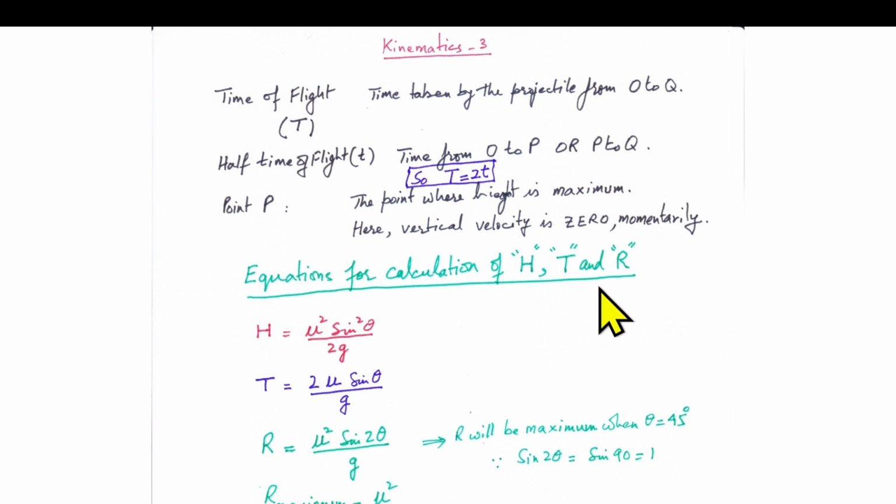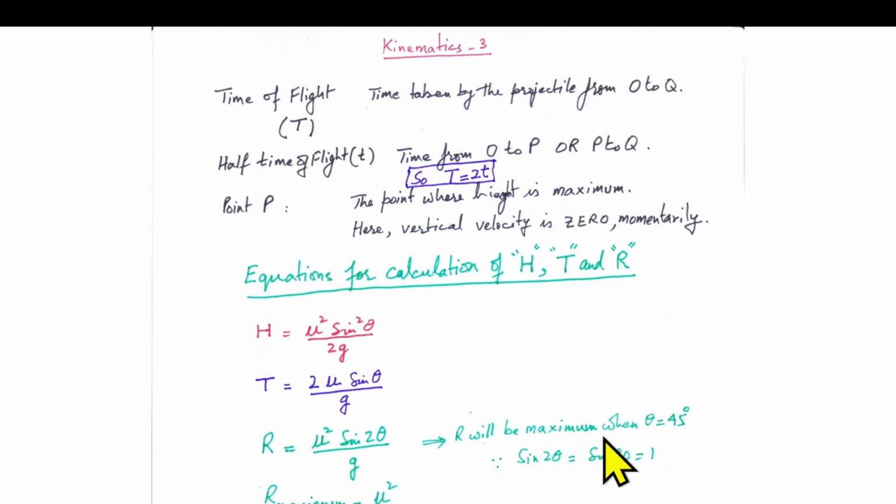Now we discuss the equations for calculation of H, T and R. H is equal to u square sine square theta divided by 2g. Capital T is equal to 2u sine theta over g. R, the range, is equal to u square sine of 2 theta over g.